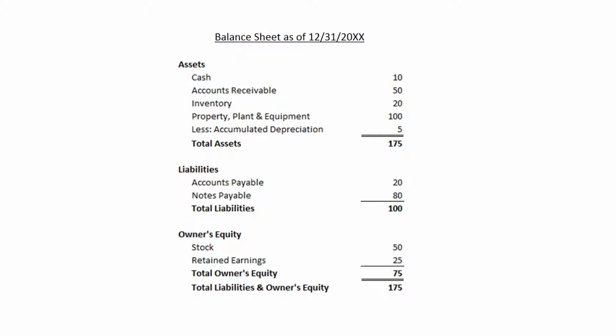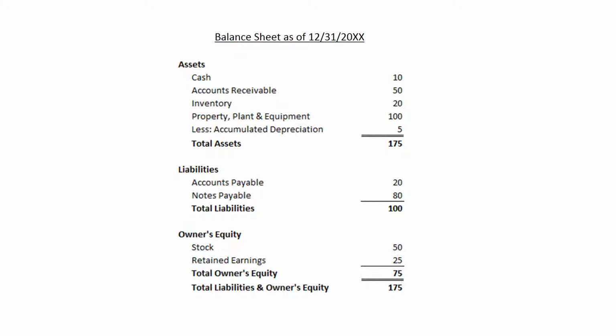Now if we take a look at the first line, we'll see cash. Cash is simply cash. The following line is going to be accounts receivable. This is the amount of money that the company is owed from a customer from providing services or goods. The next line is going to be inventory. Inventory is the amount of goods that the company has on hand and has not sold yet.